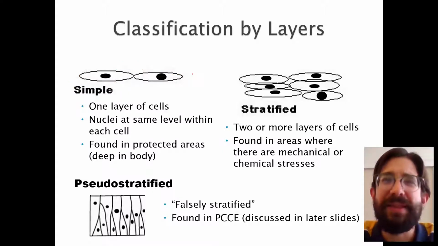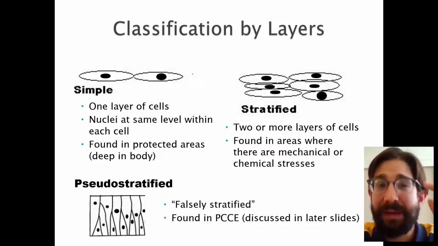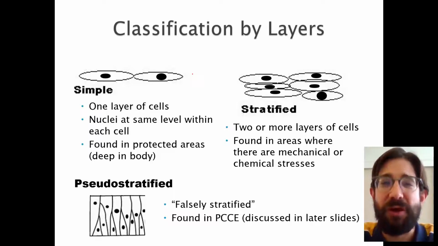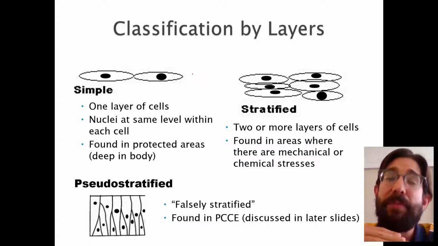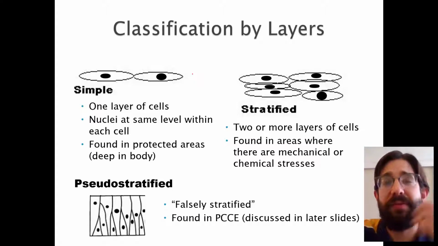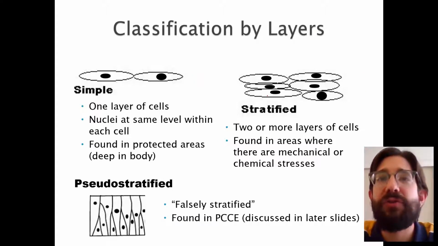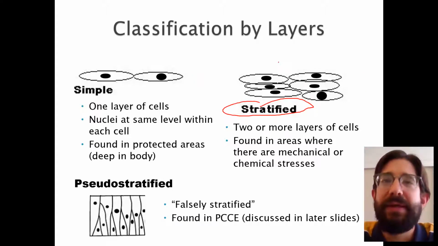And you would find these simple layers deep inside the body. These layers are only one cell thick, right? So any significant trauma will easily tear these cells apart. But if you stack a bunch of layers of cells together, that can be more protection. So we call that stratified.